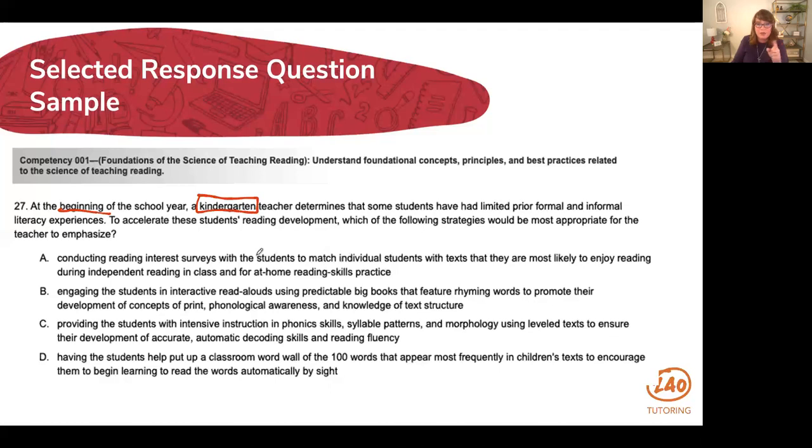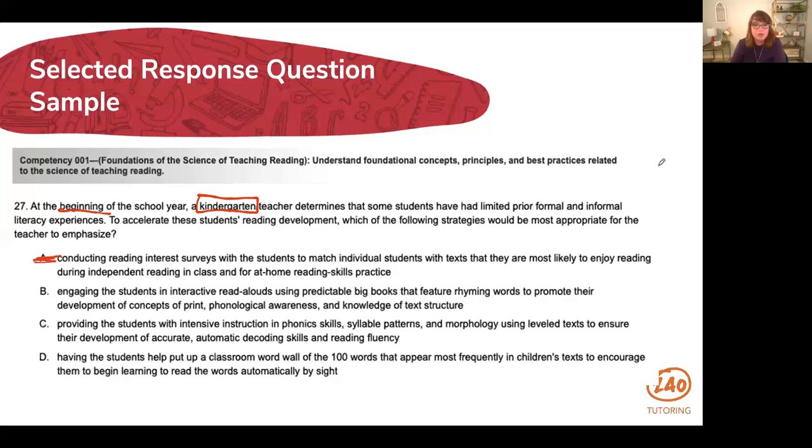But the key thing here, remember I said always look at grade level? Kindergarten. Interest survey for them to do independent reading is not age or grade appropriate, okay? So at-home reading should be encouraged. But we also know that if we're looking at these kids who haven't had much literacy experience, that at-home reading may not occur as easily. So there's many things that make answer choice A incorrect.